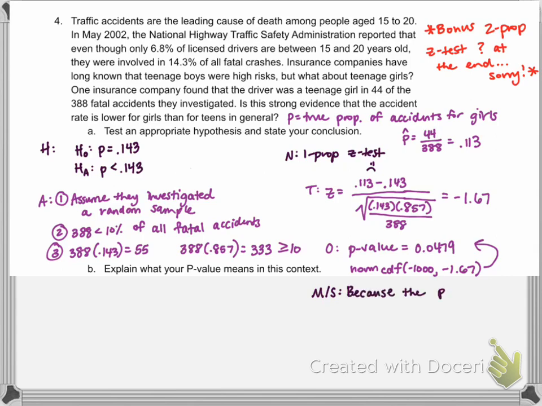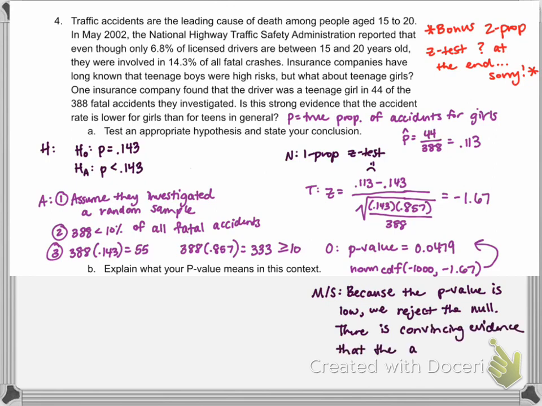I'm going to reject that. So it starts like this. Because the p-value is low, I reject the null hypothesis. Then I'm going to put that in context. If I'm rejecting the null hypothesis, that means I have evidence that the alternative is actually the truth. I'm rejecting what I thought was true before. And so I say there is convincing evidence that the accident rate is lower for girls. Yay, good job, girls.